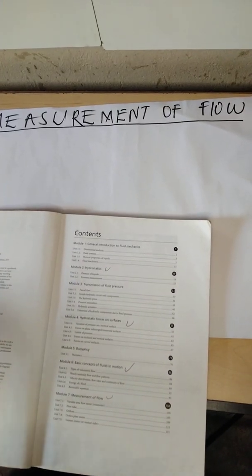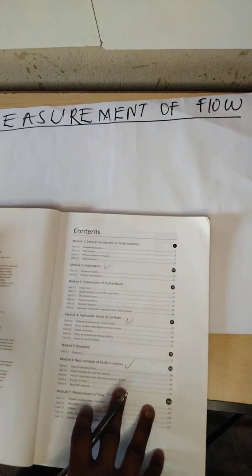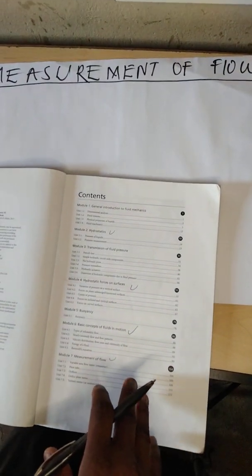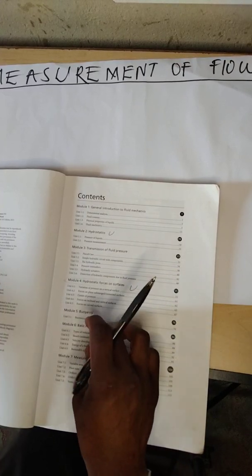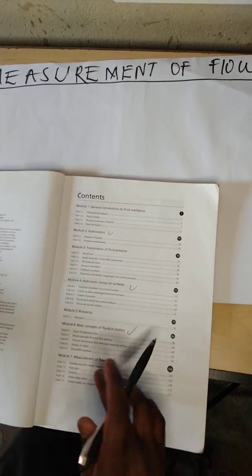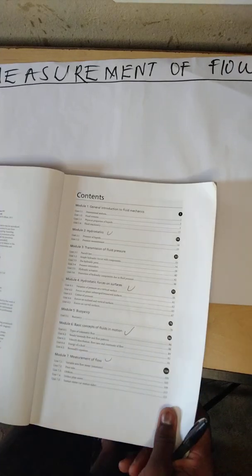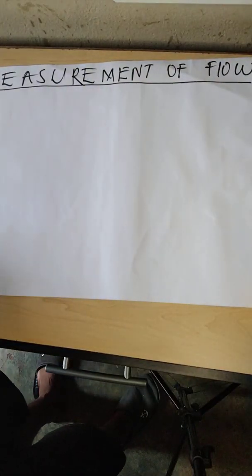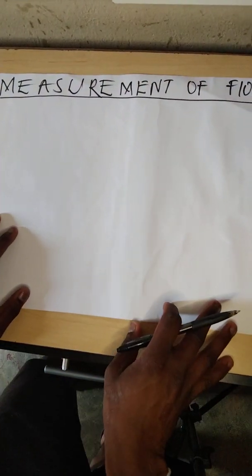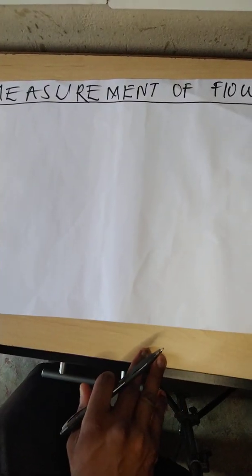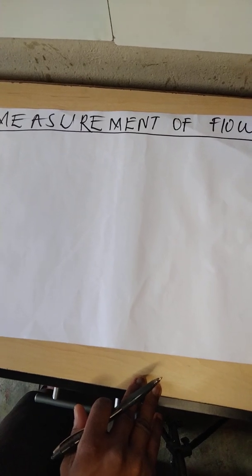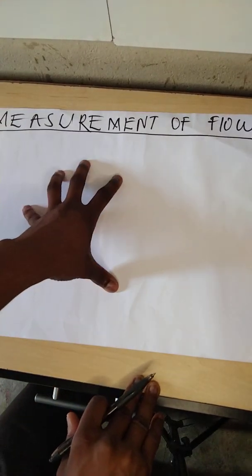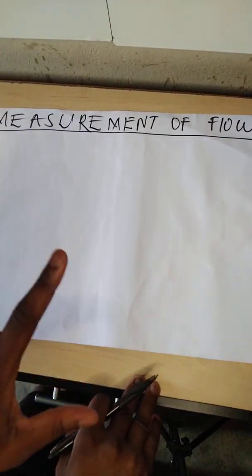Last time we spoke about the basic concept of fluid, and I think this chapter complements that one. So today we'll be looking at measurement of flow. As you see, it's the heading on my paper over there. I'm trying to work on the angle of this camera. We'll be looking at the measurement of the flow.